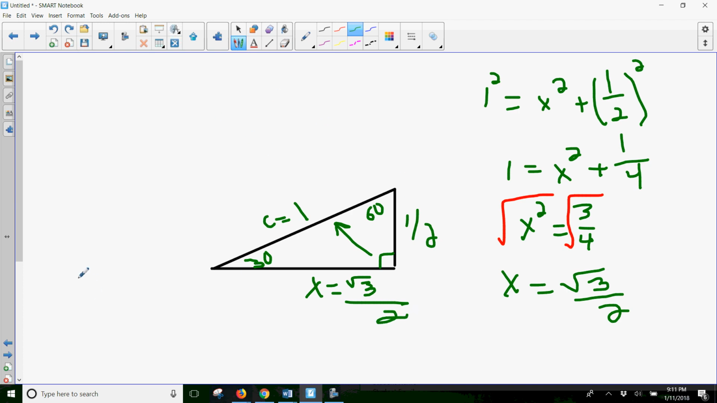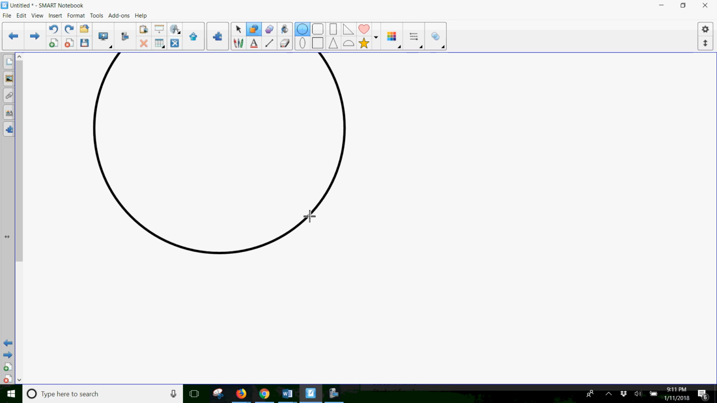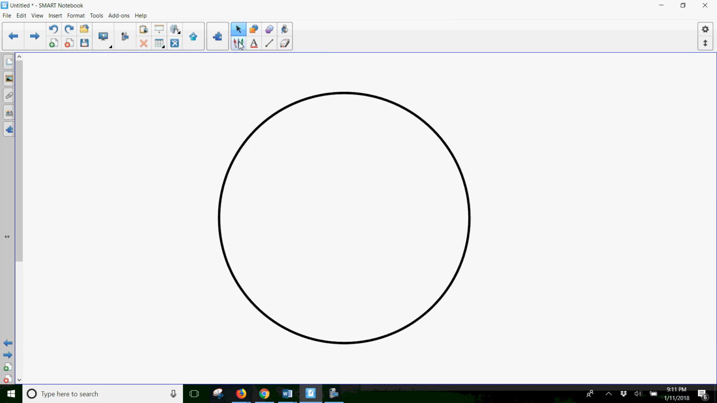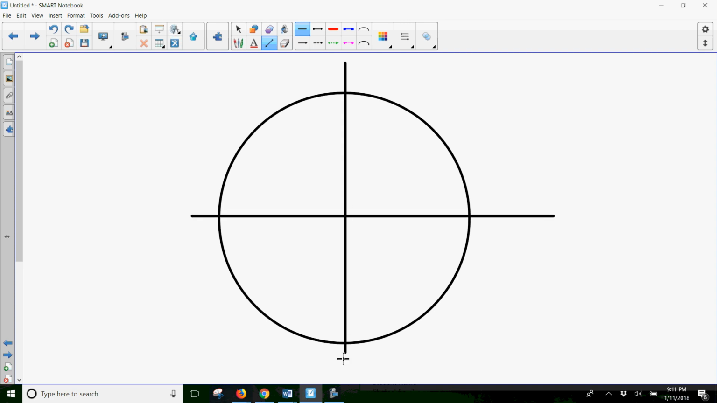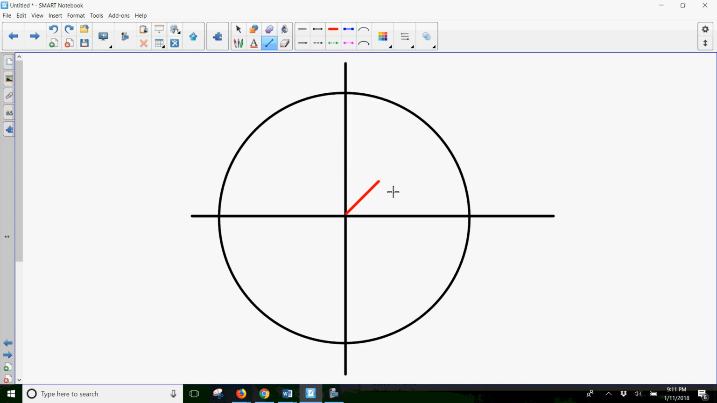Okay, so let's go ahead and look at our unit circle, see how this all fits in. Just draw a circle. I'll make it kind of big. Oh, that's a little too big. All right, let's bring it down here. I'll go ahead and put our x and y axis in. That's about the center here. Okay, and then let's change our color. Let's say we look at our 30 degree angle.